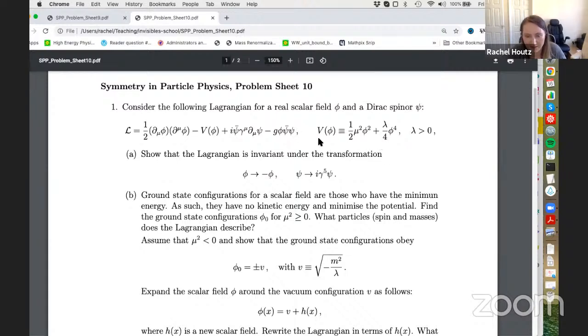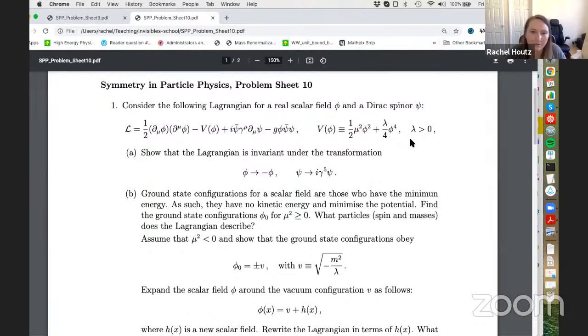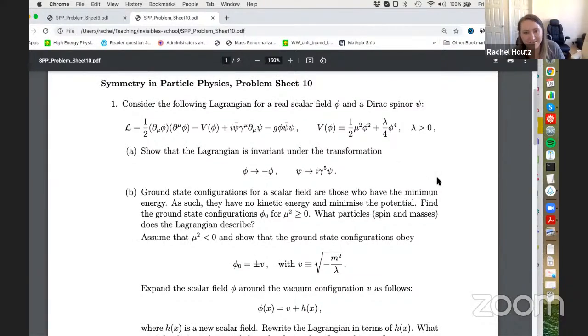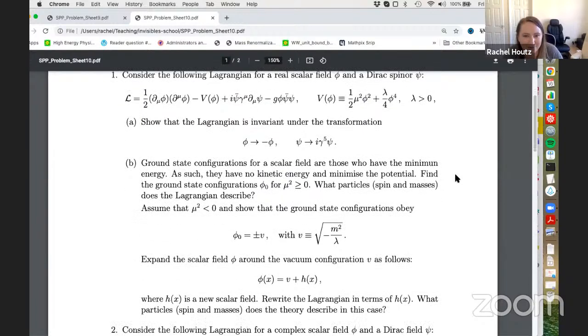And then we specify the scalar potential this way. And then, of course, lambda needs to be greater than 0. So this is a potential that's bounded below. And so the first thing it says is show that this Lagrangian is invariant under this transformation. I'm actually going to skip it because we've done a lot of group theory. So let's move on to symmetry breaking.